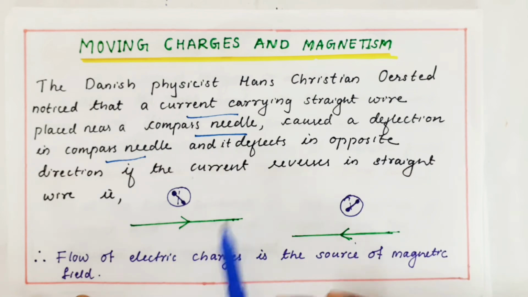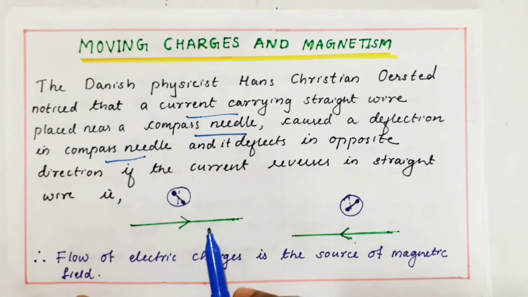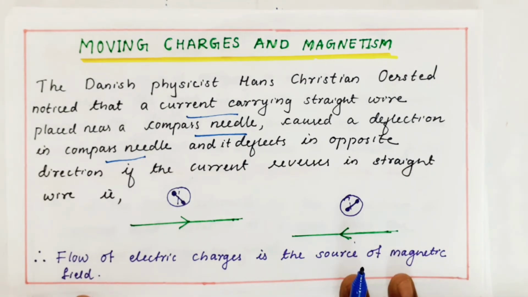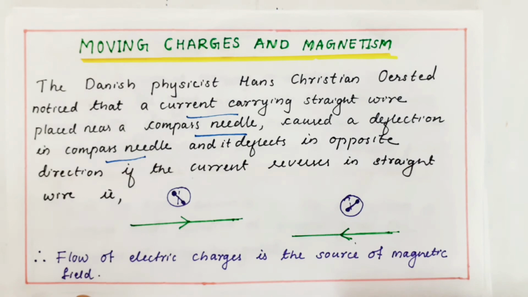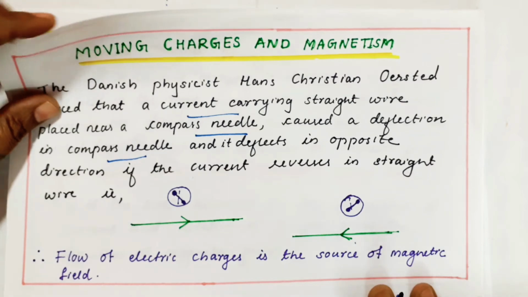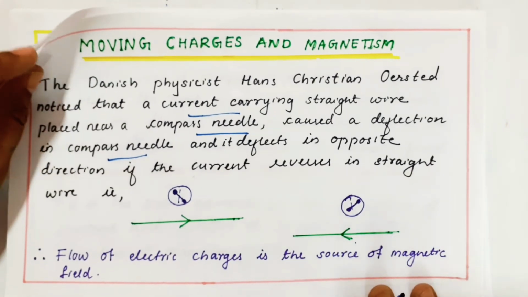So this is only a current carrying conductor. Then why does the needle show a deflection? The needle shows deflection due to this current carrying conductor, which means due to the current carrying conductor we are getting a magnetic field. Due to that magnetic field only, the needle shows deflection. So in this chapter we are dealing with the magnetic field produced due to a current carrying conductor.